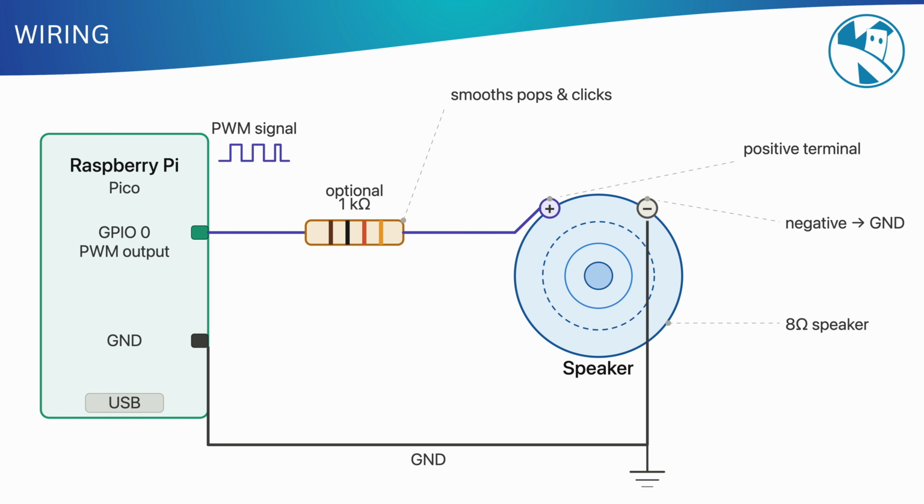So the circuit is GPIO 0 through the 1K resistor. Again, this is optional, just smooths out a bit of the pops and clicks you might get, to the positive terminal of the speaker, and then the speaker's negative terminal goes to ground. SAM generates the audio as pulse width modulation on the GPIO pin, but the way that it does this is one of the clever parts of the whole project. It uses something called Programmable IO.